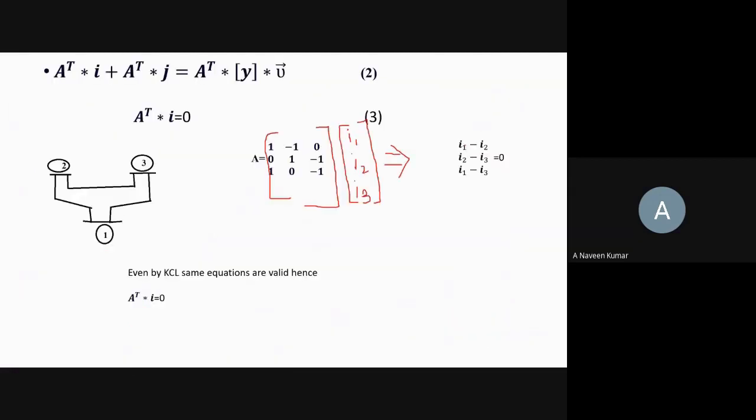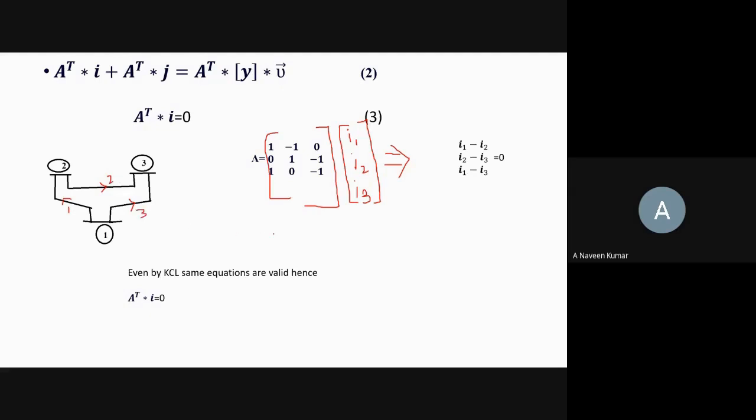So please see here. What is the A transpose? For example, if I am taking this network, you take a small network. We will check whether A transpose into I is getting 0 or not. For example, this is the small network we have taken, and this is the direction I'm giving in this element, because to write the A matrix, we need the direction. This is element number 1, this is element number 2, and this is element number 3.